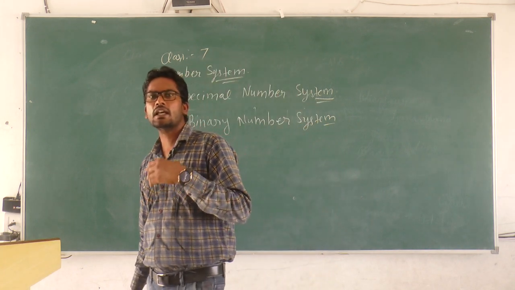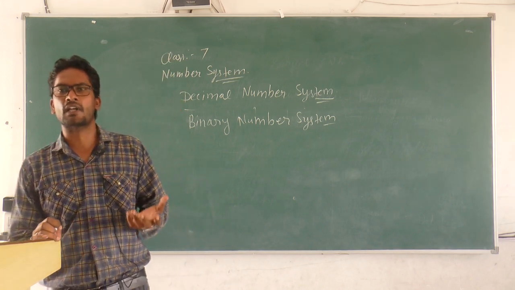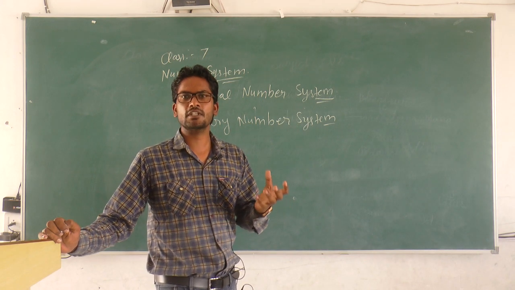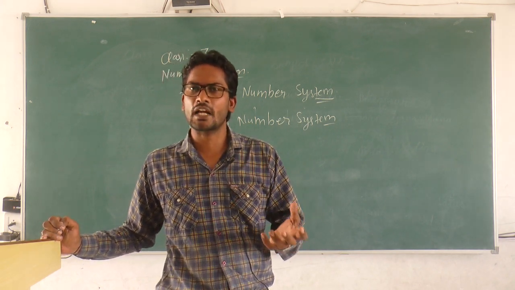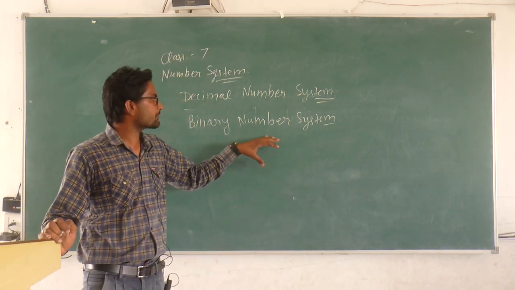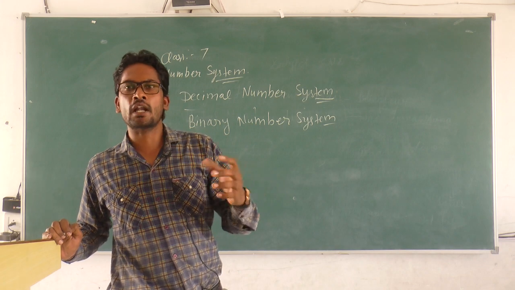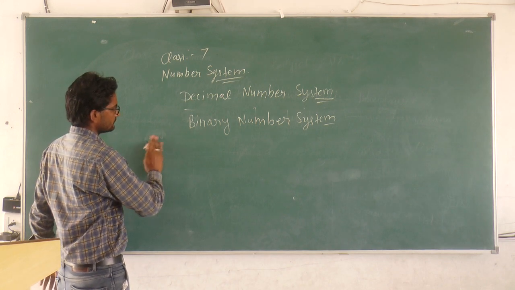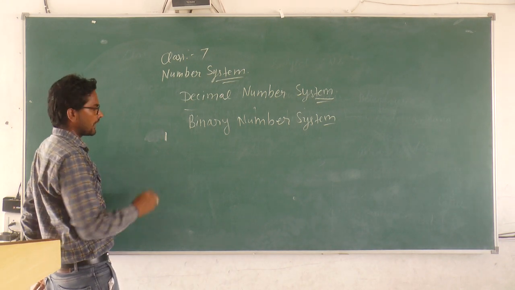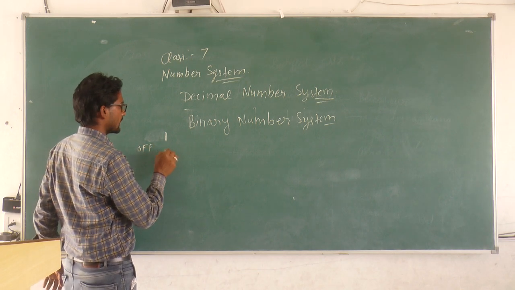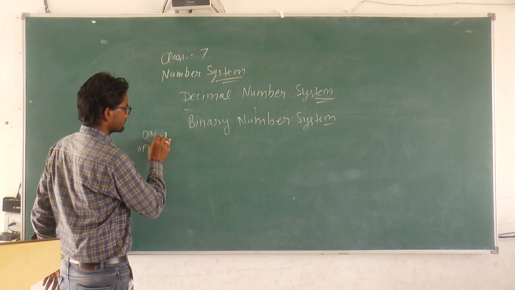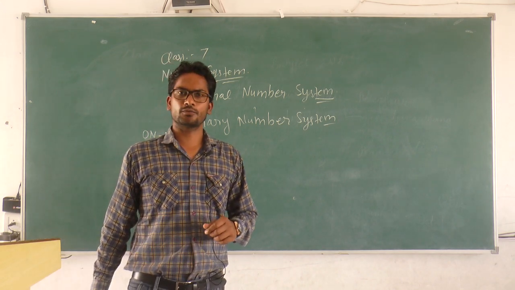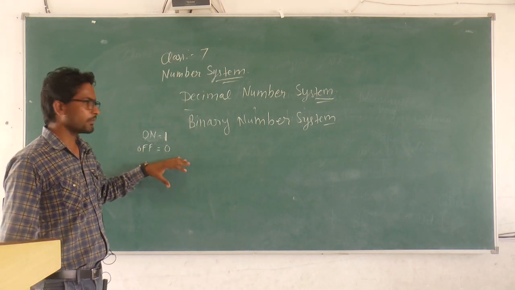We will take a real life example so that you can understand better what is on and what is off. Suppose our fan is on, that means an on state. Our fan is off, that means an off state. Here in this binary number system, we will use this on and off state only. Suppose on means 1 and off means 0. On is equal to 1 and off is equal to 0. This is your binary number system.